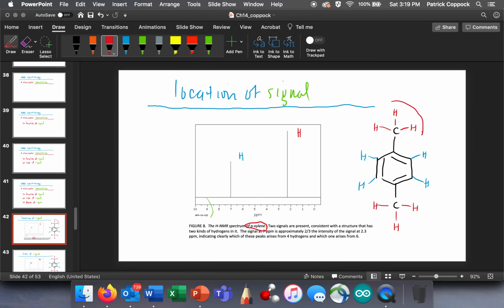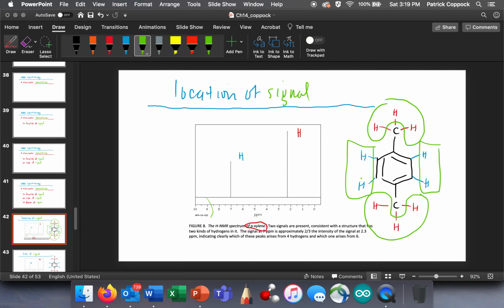We've got these 6 hydrogens, which are all identical, right? And these 4 are identical. So you've got 4 here, and 6 there, and they show up in 2 different places.